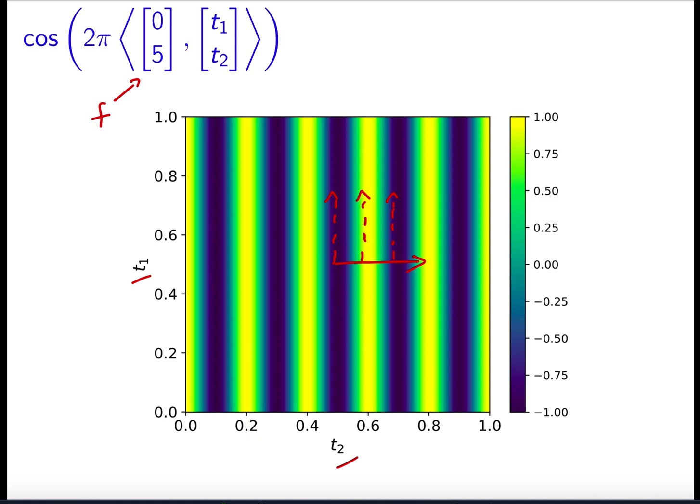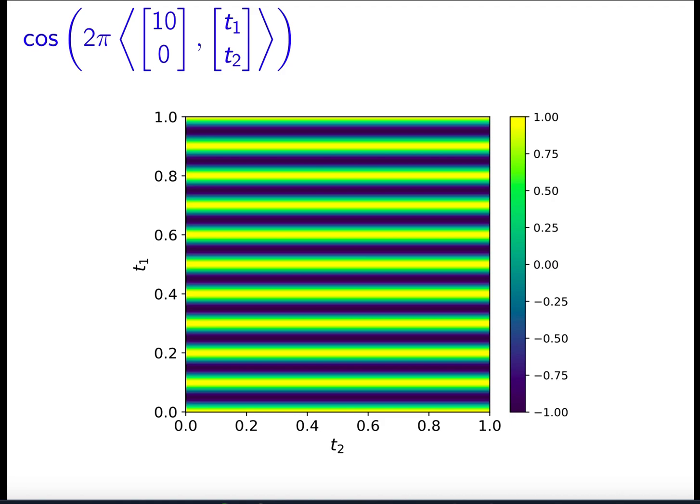Okay, so we have a planar wave that moves in the direction of f, and it is periodic in that direction, as you can see. Now here f is equal to (10, 0), so it's pointing upwards. Again, when we move orthogonal to f, things are constant, and in the direction of f, things are periodic.